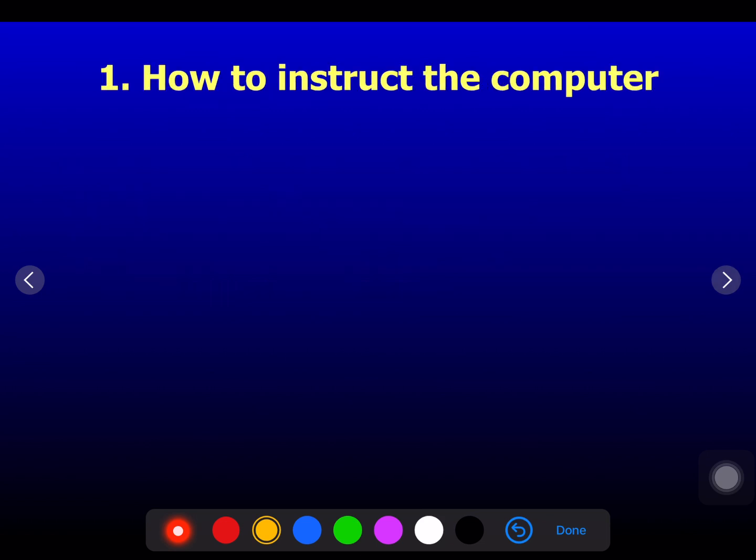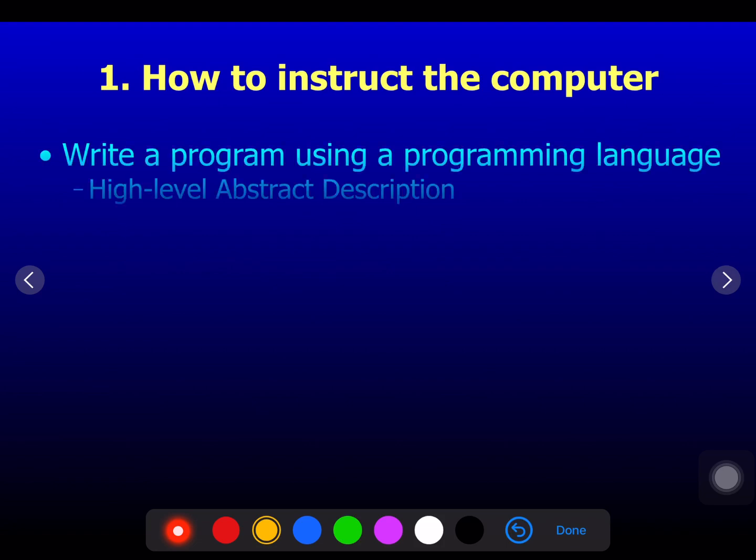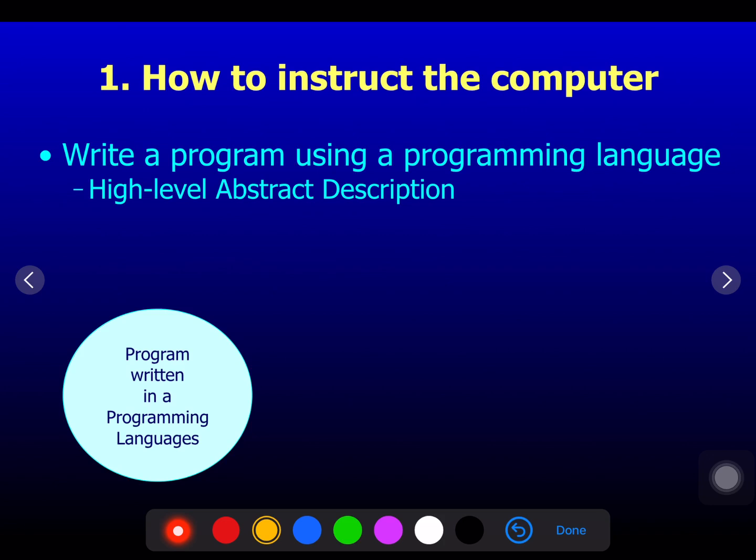How do we instruct the computer? As a user or developer, you write a program which is understood by yourself and any human being, but that is not understood by the computer. There are two ways you can instruct. You write a program, then you feed it into the computer. The computer understands the source code and converts it into machine code. There will be a gap, so you need to fill that gap. I'll tell you what that gap is.